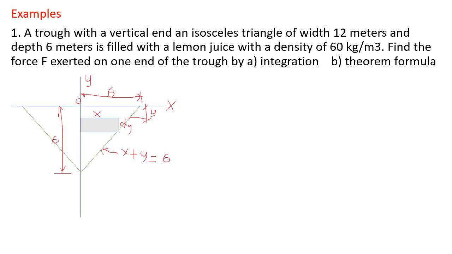Example 1. A trough with a vertical end, an isosceles triangle of width 12 meters and depth 6 meters, is filled with lemon juice with a density of 60 kg per cubic meter. Find the force exerted on one end of the trough. Letter A, using integration. Letter B, using the theorem formula.